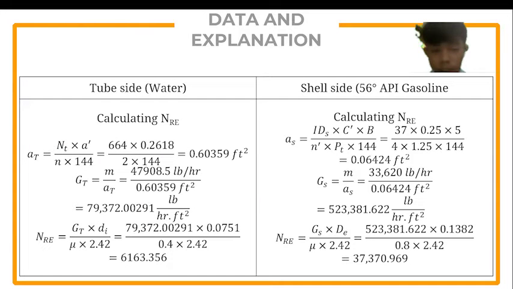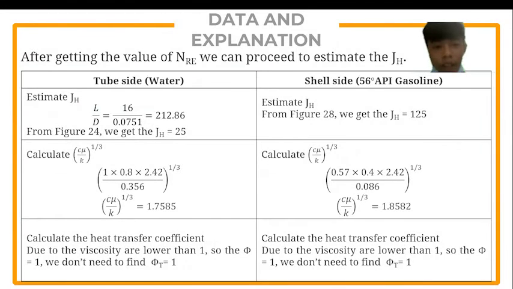Hi, I'm Calvin from Group 6, to continue Faisal's work. After getting the UD correction, we will proceed to calculate the heat coefficient for the tube and the shell side in order to get the clean overall coefficient and the dirt factor. First, we need to calculate the Reynolds number. From the calculation using the equation, we get the Reynolds number for the tube side is 6,163.356, and for the shell side, the Reynolds number is 37,370.969.